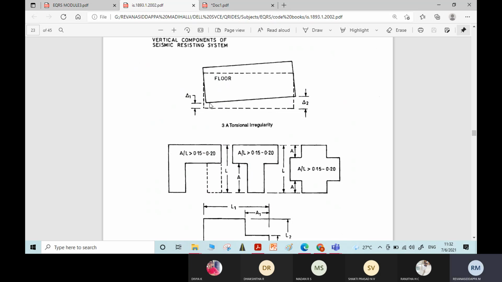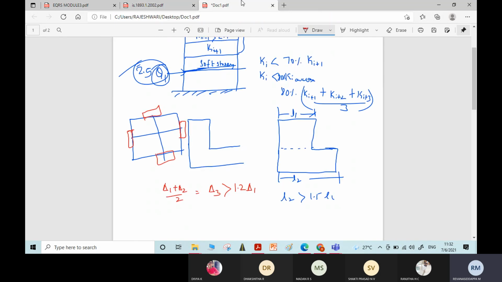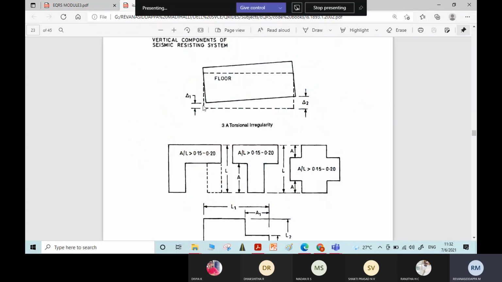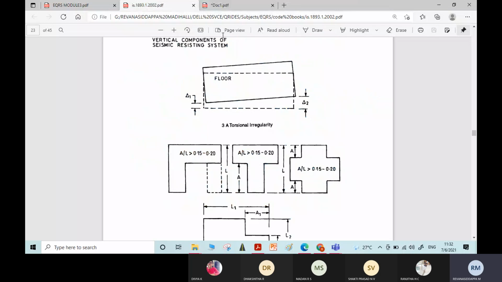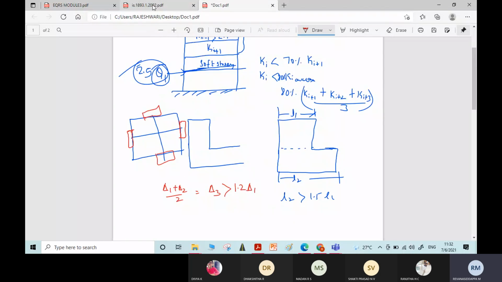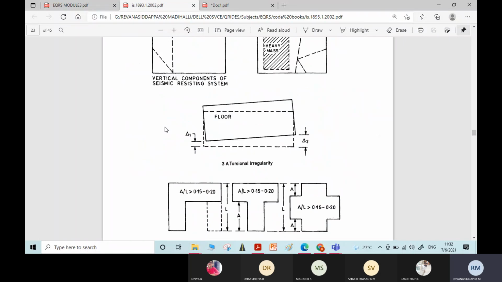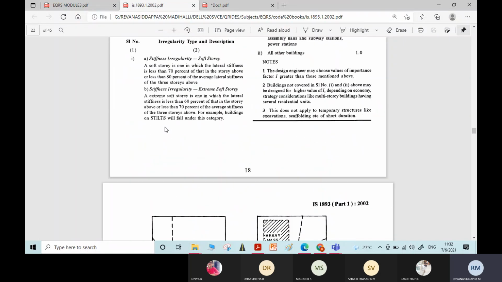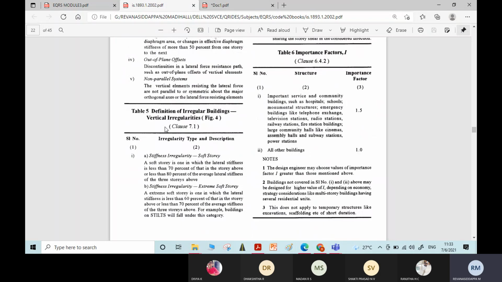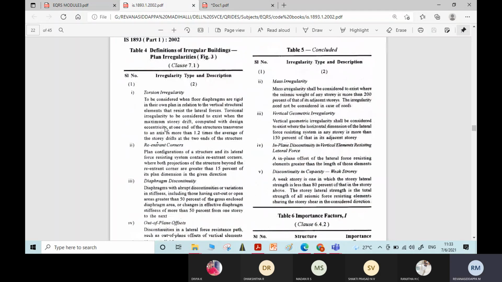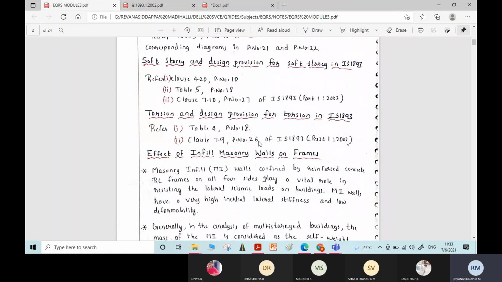There is a building with delta 1 displacement at one corner and delta 2 displacement at the other corner. If we calculate the average of both the displacements, delta 1 plus delta 2 divided by 2, which we assumed as delta 3, if this value is greater than 1.2 times the deflection at any one end, then the building is assumed to have torsional irregularity. So this is the definition of torsional irregularity. For the guideline given for torsional irregularity, we will go to page number 26, clause number 7.9.